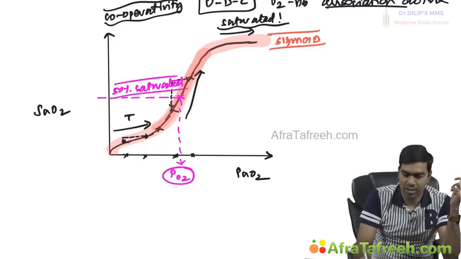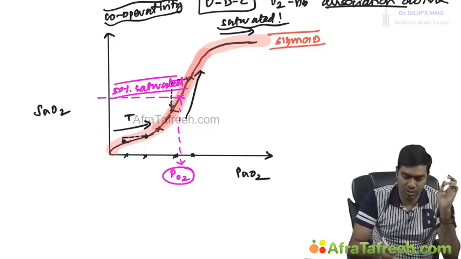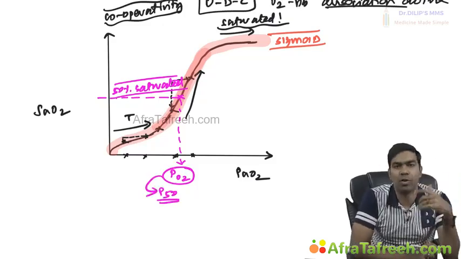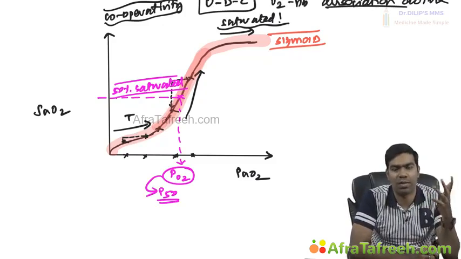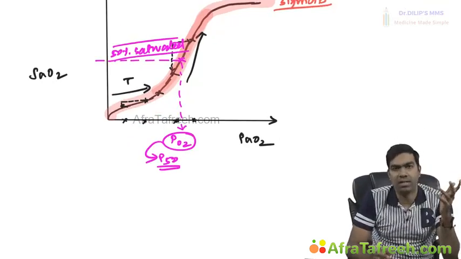The partial pressure of oxygen at which the hemoglobin is 50% saturated, this is what we refer to as P50. So this partial pressure at which the hemoglobin is 50% saturated is what we refer to as P50. Normally P50 is very important because with the help of P50 only you have to tell the right shift as well as the left shift.